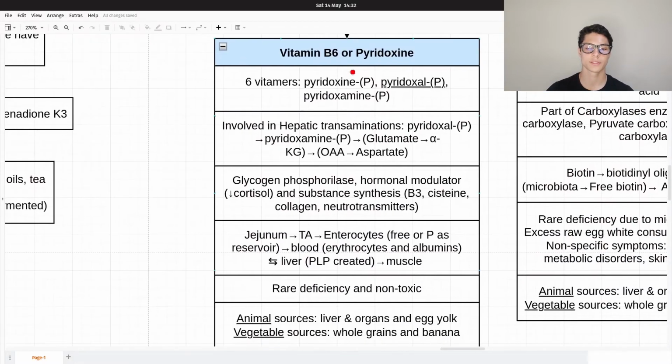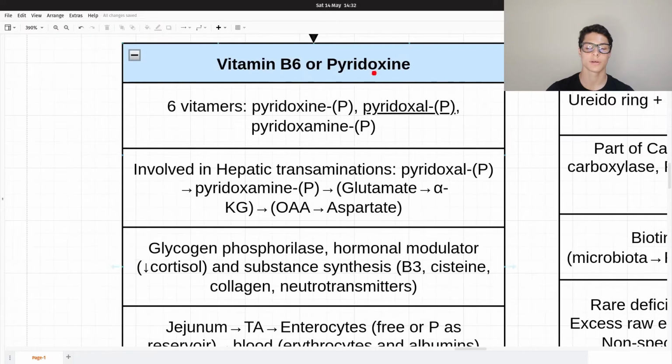We continue, we have vitamin B6 or pyridoxine. It has 6 forms: pyridoxine, pyridoxal, and pyridoxamine, and then pyridoxine phosphate, pyridoxal phosphate, and pyridoxamine phosphate. So in reality they are free or in their phosphate form. The pyridoxal phosphate is the active form of this vitamin.